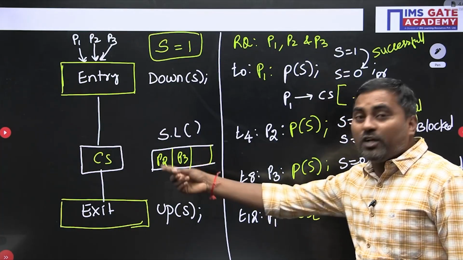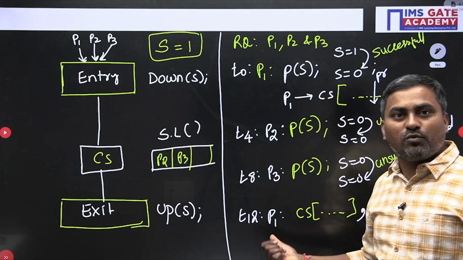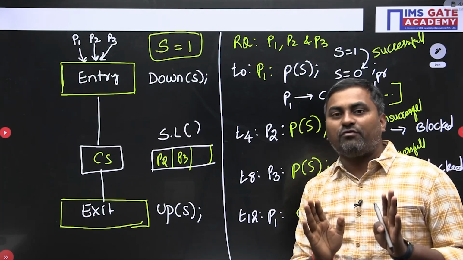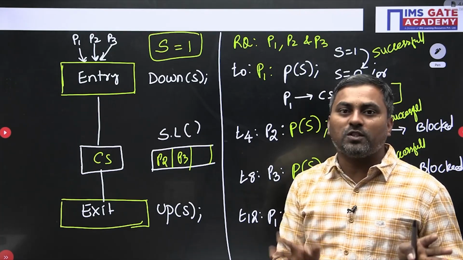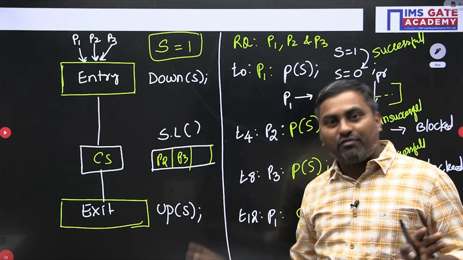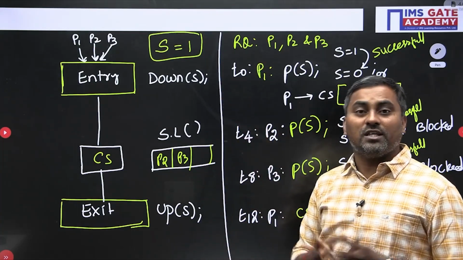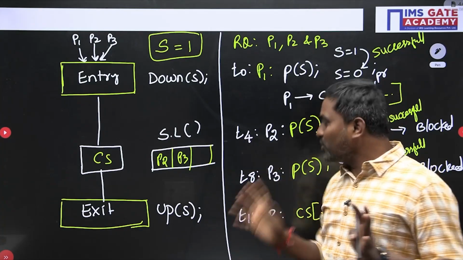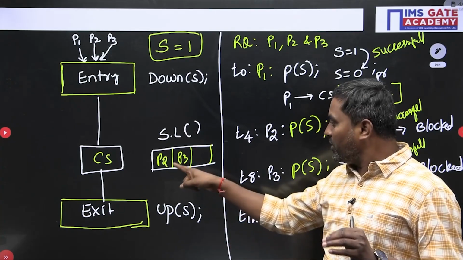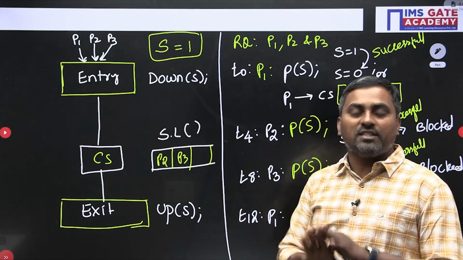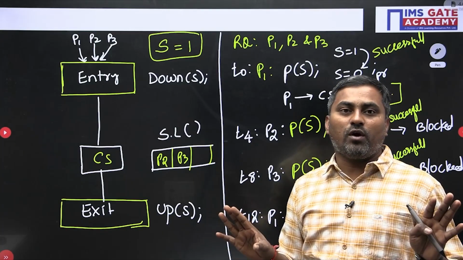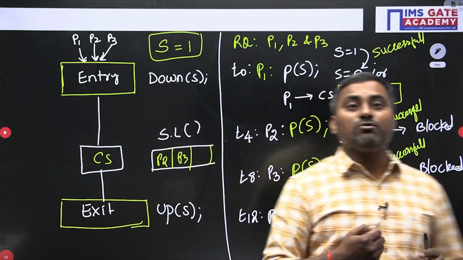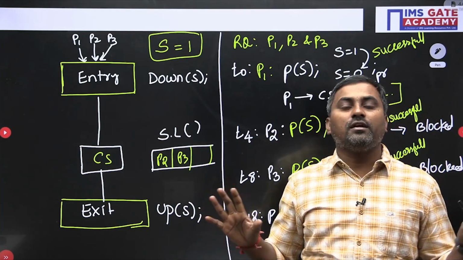Suppose instead of P2 entering, P1 tried again, because it already executed its critical section work. If P1 tries down on S, what is the S value currently? After performing the up operation on S by process P1, the S value is still 0. Then if it retries and performs the down of S, S value 0, 0 down 0, what happened? Blocked. P1 is going to be blocked. So there is no chance P1 will enter before completion of P2 and P3. Hence it definitely guarantees the bounded wait requirement.